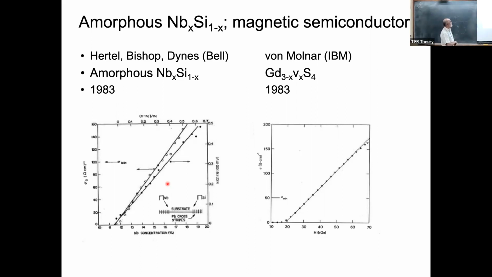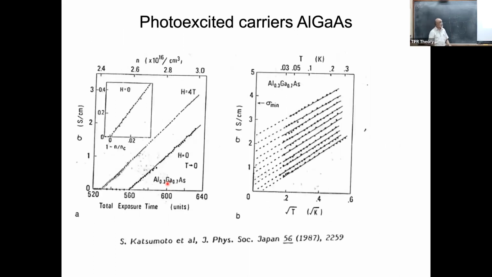Here's the magnetic semiconductor by Stephen Molnar around the same time, 1983. There it's a function of magnetic field, and he also gets an onset that looks linear. Conductance is 0, and then suddenly starts rising linearly with magnetic field. And then, as I promised you, there's the Japanese data that was a few years after that, using photo-excited carriers in aluminum gallium arsenide. And there again, it depends on how much exposure time you have. The number of carriers depends on the exposure time.